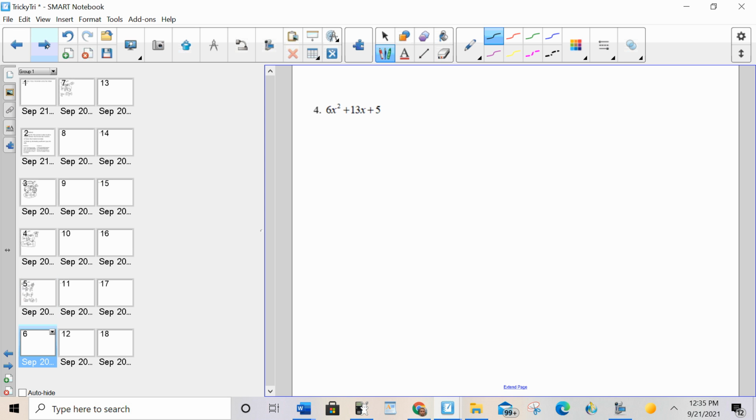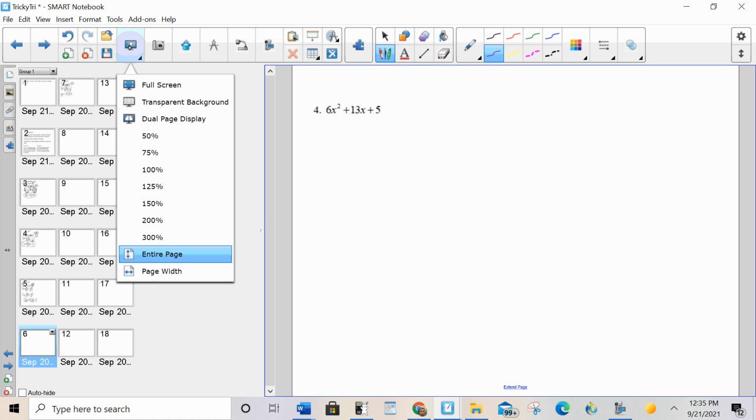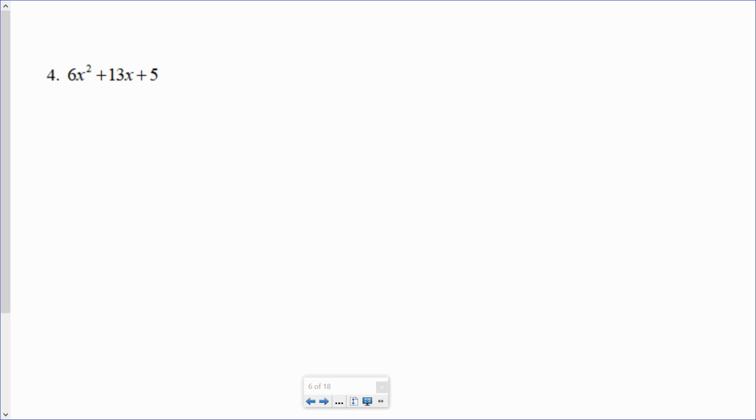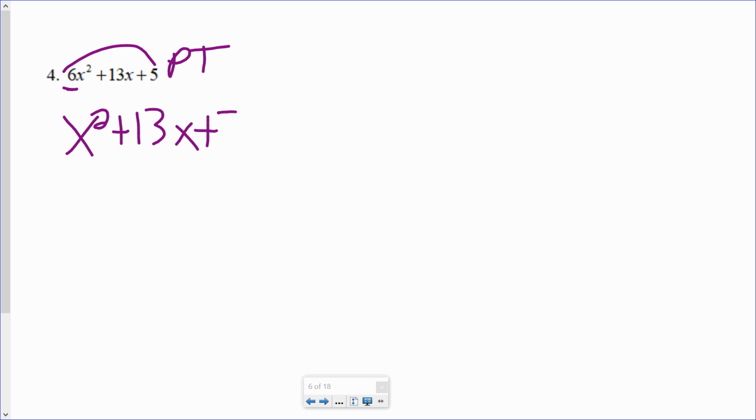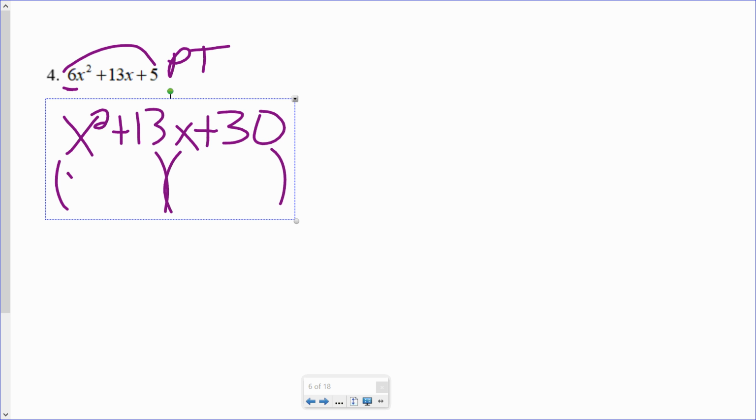Number 4. GCF no, dots no, trinomials yes, bridge yes. So we build a bridge, we pay the toll. X squared plus 13x plus 30. Factor the trinomial normally. Again, whether we're doing scenario 1 or scenario 2, it still starts the same way.